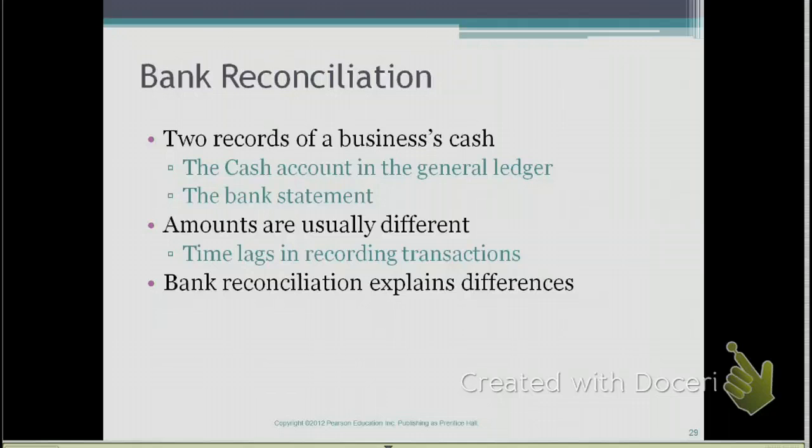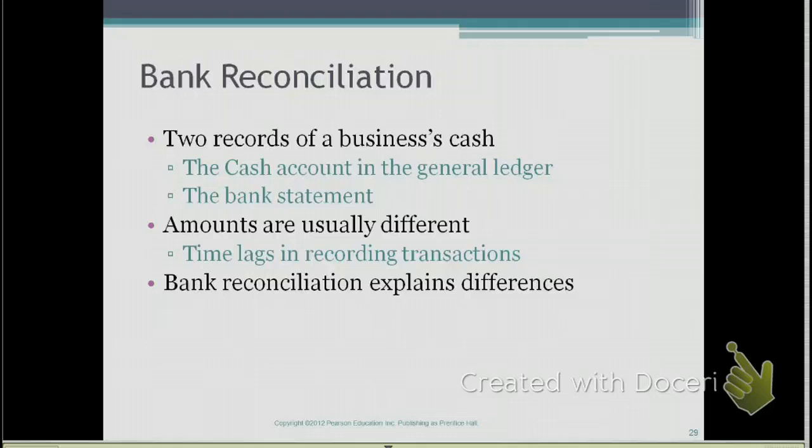Everything is fine. However, that is very rare. The bank statement and your general ledger accounts usually have different amounts. And the reason is because of the time lags in recording the transactions. We're going to take a look at how time lags occur next.